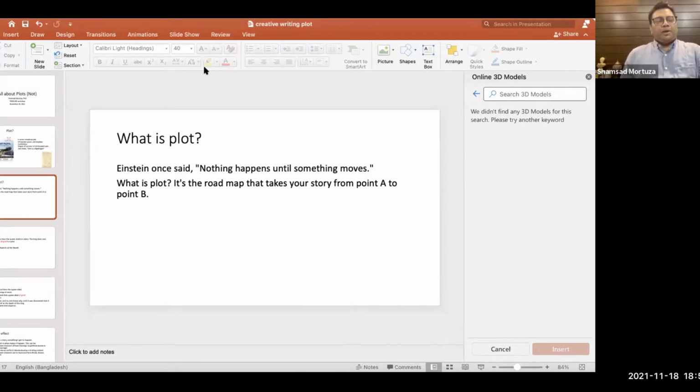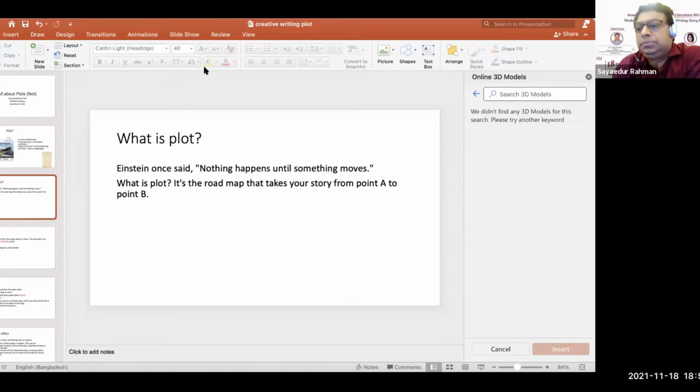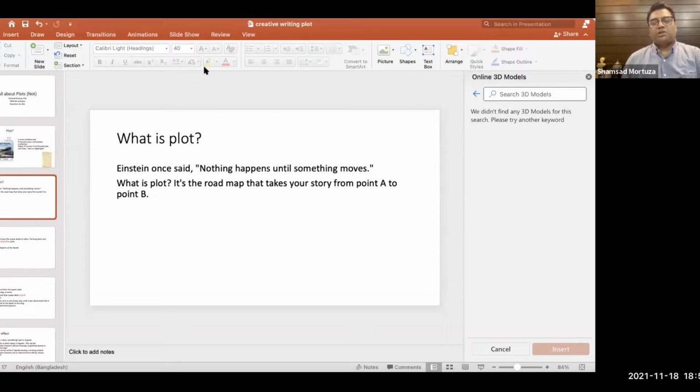Now, Albert Einstein once said that nothing happens until something moves. So in order for a plot to be a structure, it's not only a foundation that stays somewhere in a static manner. In a story, when we think of a plot, it is something that moves. It is actually a journey from point A to point B. Now that does not necessarily have to be a linear journey. The journey can go into many directions, as we will find out soon enough.